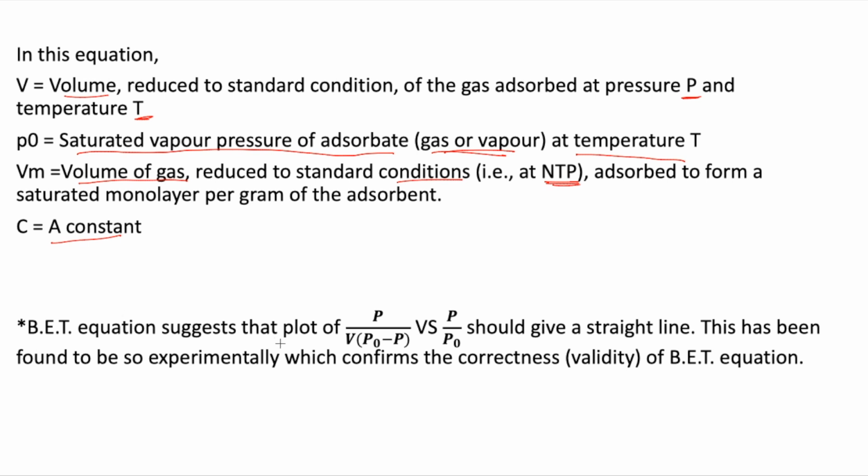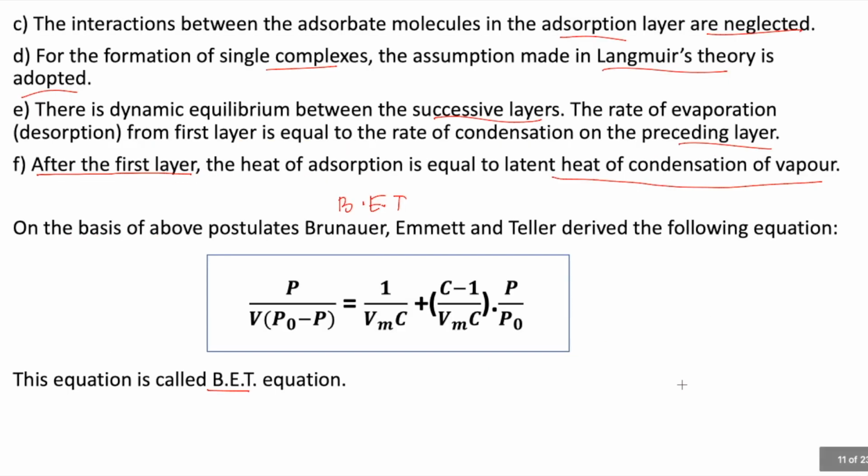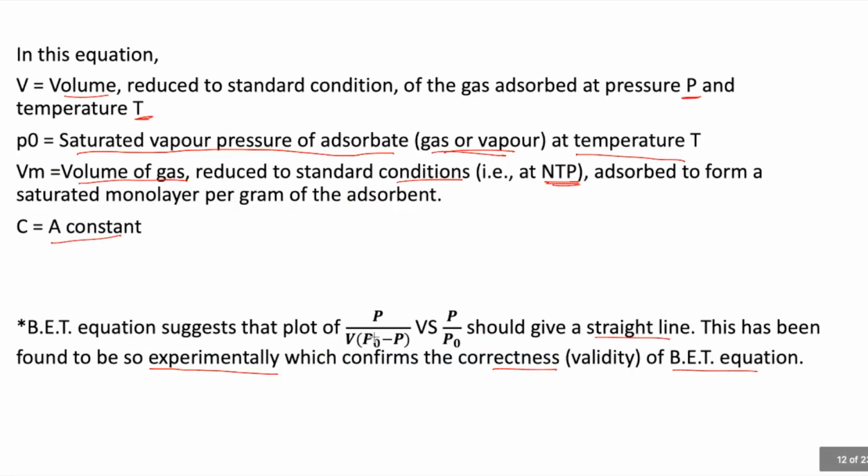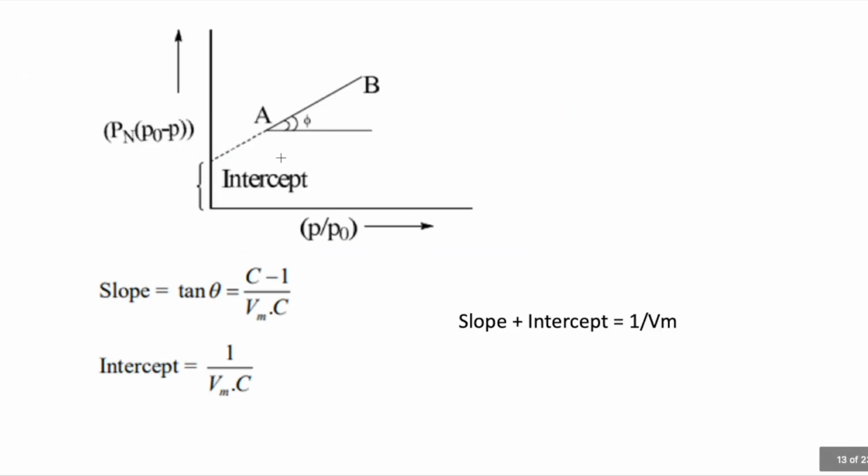Now the BET equation suggests that if we plot P upon V(P naught minus P) versus P upon P naught, it should give a straight line. This has been found to be experimentally correct, which confirms the validity of the BET equation till date. So if you plot this versus this, you are going to get a straight line whose slope is going to give you (C minus 1) upon Vm into C, and the intercept should be 1 upon Vm into C, and that's what this equation also tells you.